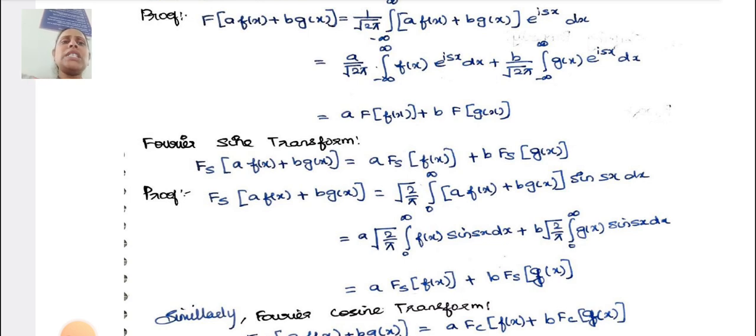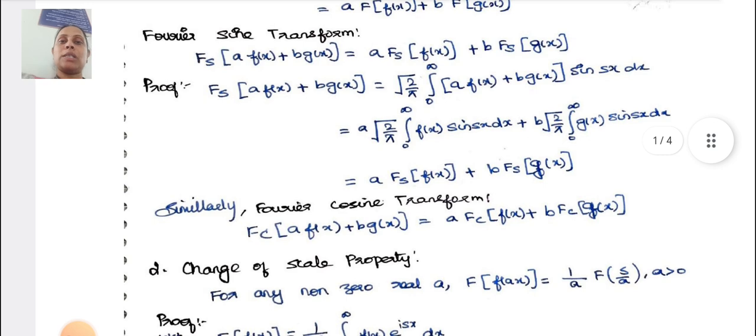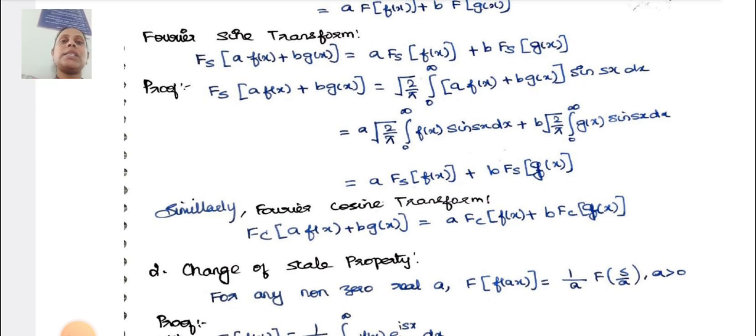Similarly, we have to prove this for the Fourier sine and cosine transforms. In the sine transform we put the suffix s, and in the cosine transform we put the suffix c. Since it is a half range, we have to use the limits 0 to infinity.